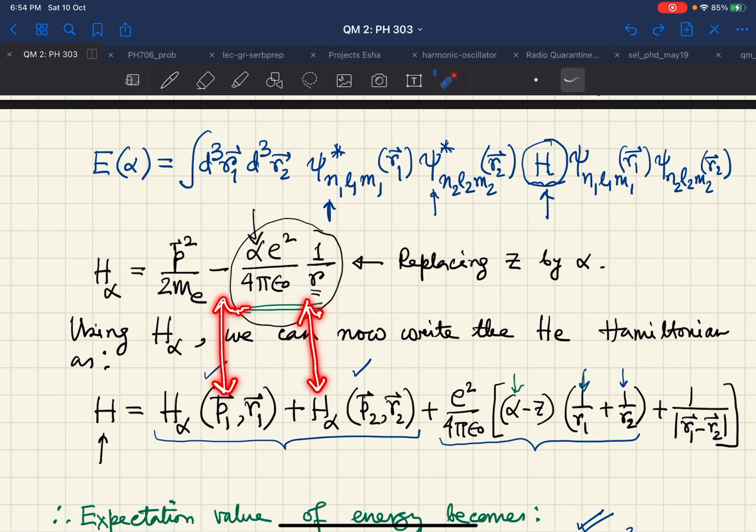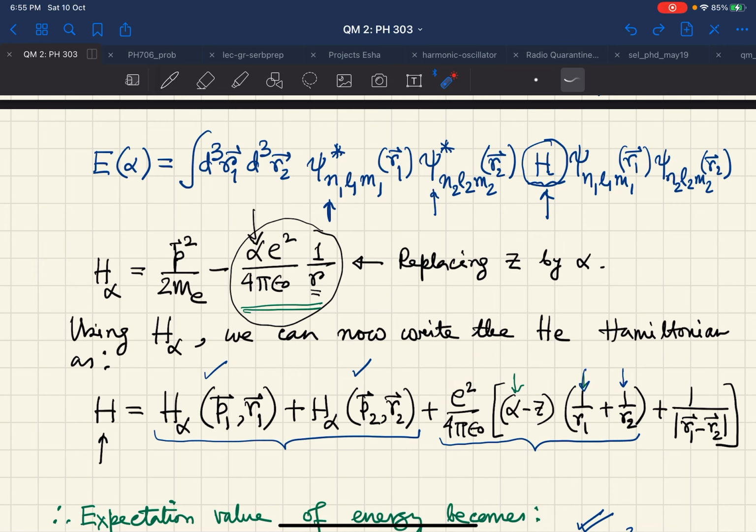But these two terms were not there in the original Hamiltonian. What we had were terms like z e square by 4 pi epsilon naught into 1 by R1 and 1 by R2. So here I do the trick. I write down this term e square by 4 pi epsilon naught into alpha minus z into 1 by R1 plus 1 by R2. This cancels this term and keeps the z into 1 by R1 into e square by 4 pi epsilon naught type of terms. And then of course there remains the 1 by mod R1 minus R2 times e square by 4 pi epsilon naught term.